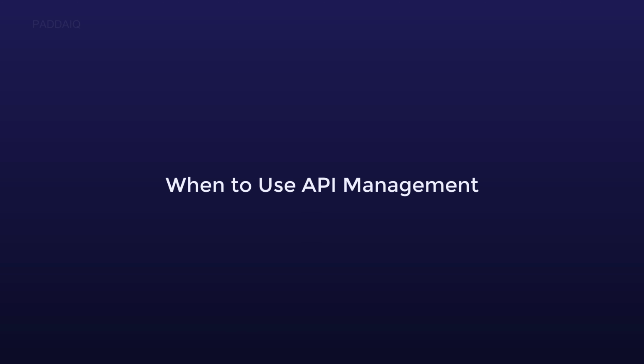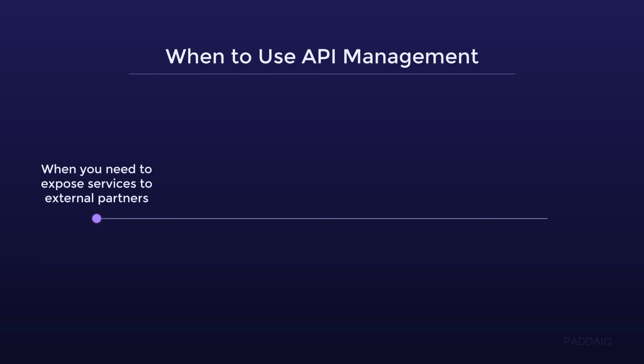When to use API management? When you need to expose services to external partners. This means securely sharing your internal business functions, like order processing, with outside companies. For example, a manufacturer could allow retail partners to directly check product availability through a controlled API. This enables seamless and secure business collaboration.